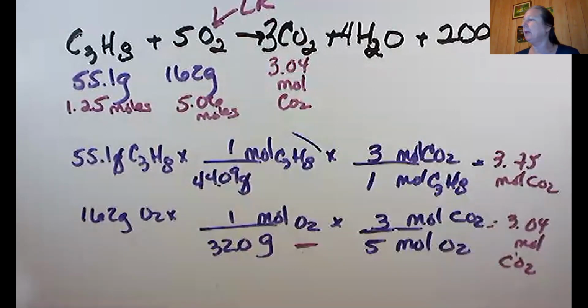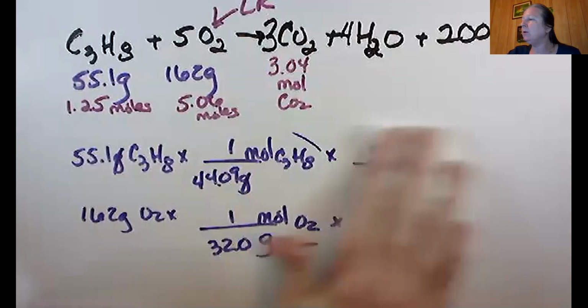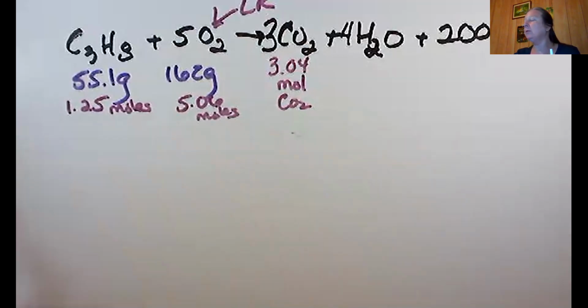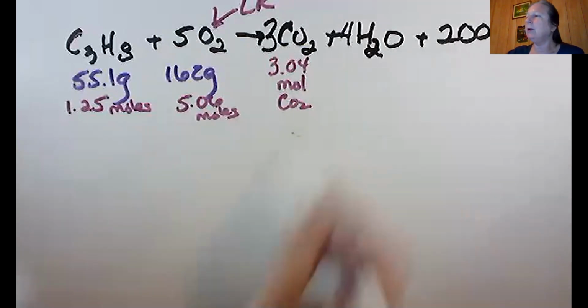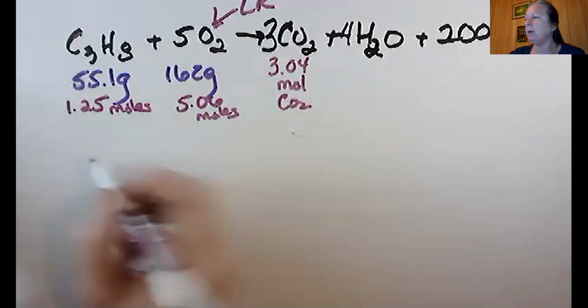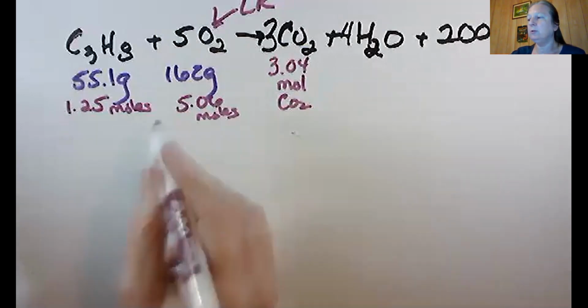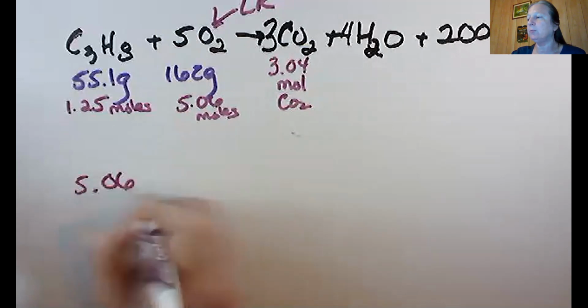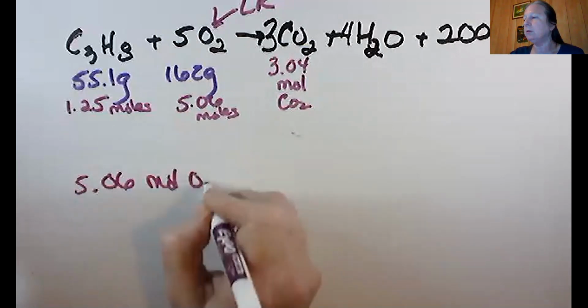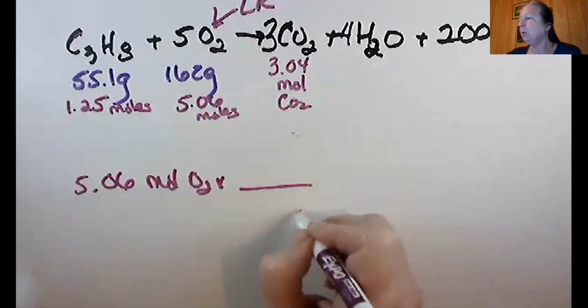Okay. So now I know from all the other calculations, I'm using my oxygen. So we're filling out that table. This is the goal. And I am going to convert this back to grams, but how much water will I make? So you use your limiting reagent, 5.06 moles of oxygen. We're interested in water.